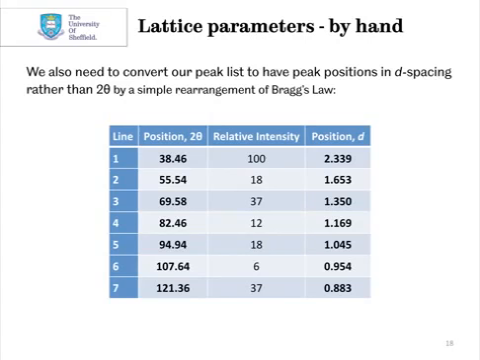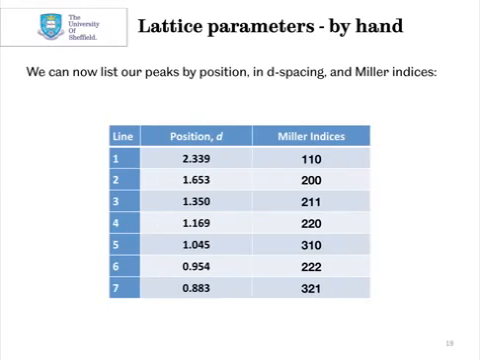So our peak at 38.46 degrees 2 theta has a d spacing of 2.339 angstroms, and so on. So we've got a list now of our peak positions in d spacing. Next, we can compare this. So we've got our d spacings and our Miller indices for the peaks, and this is all the information that we need to calculate the lattice parameters.